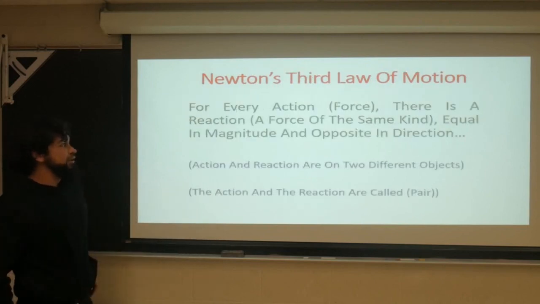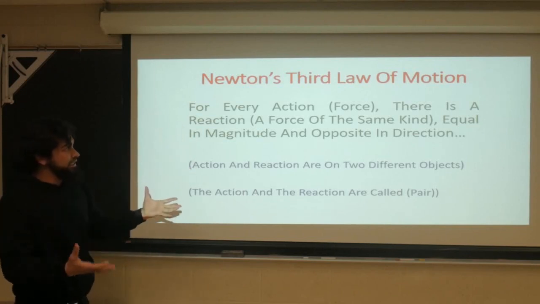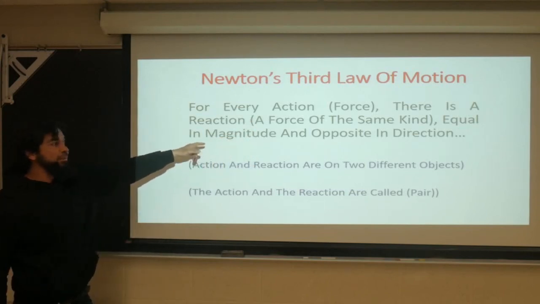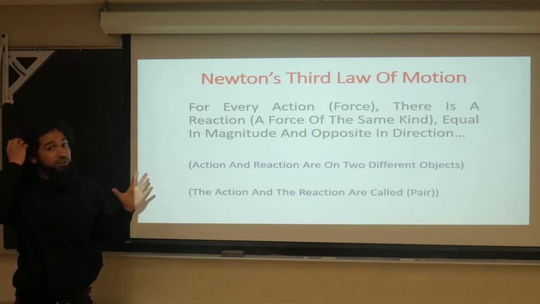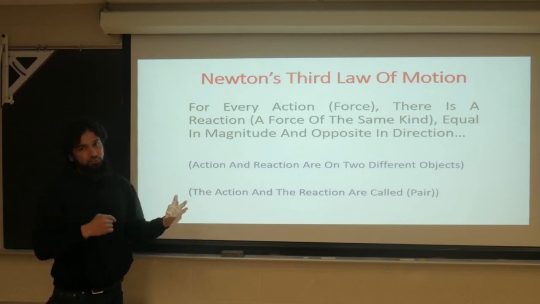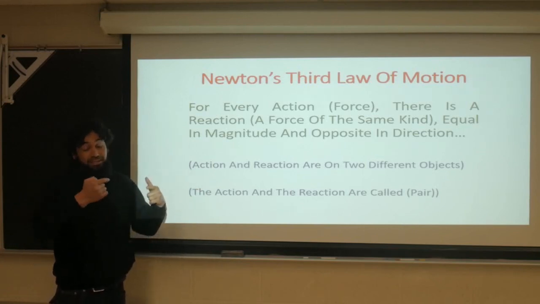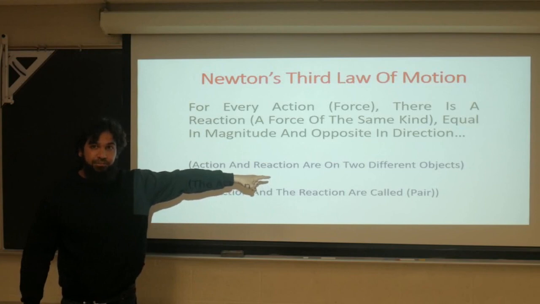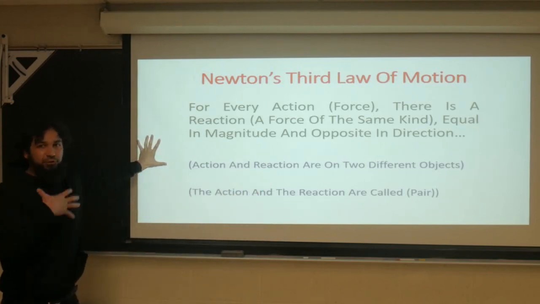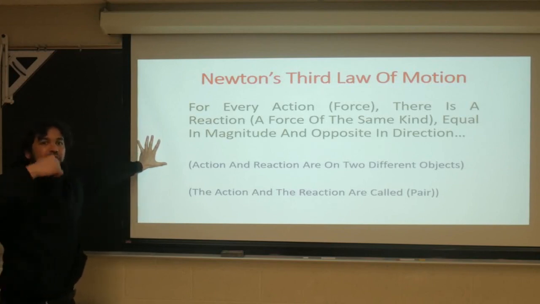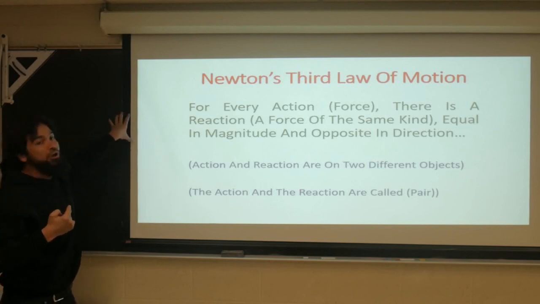Now this is Newton's third law of motion. It says that for every action, which means a force, there is a reaction, which is a force of the same kind, equal in magnitude and opposite in direction. So if I apply whatever force to an object, I call this the action. There will be a reaction, which is another force with the same magnitude and opposite direction. Action and reaction are on two different objects. If I push the wall, for example, I give a force from me to the wall, and the wall gives me back the reaction. So the action is from me on the wall, but the reaction is from the wall on me.